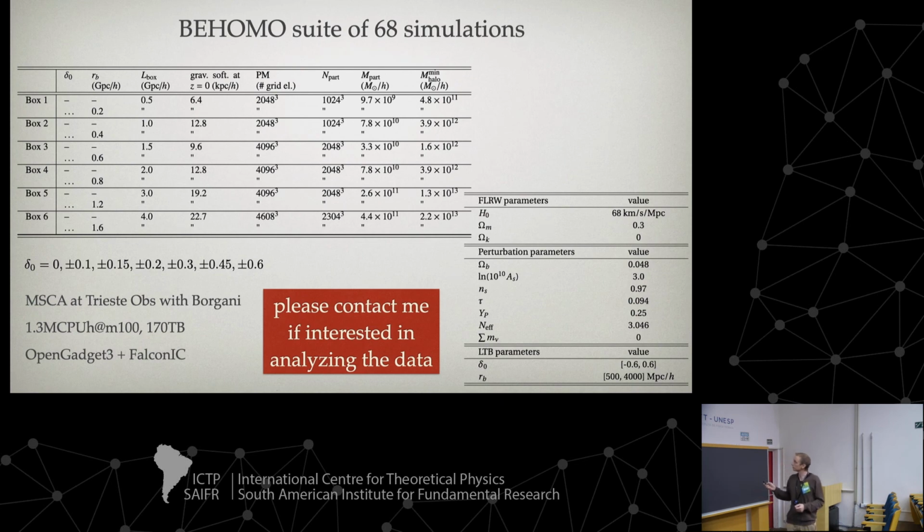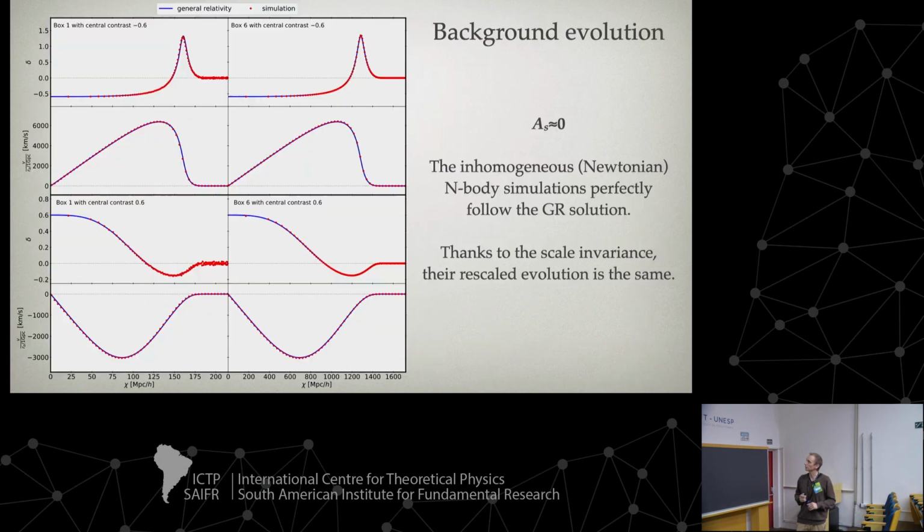Cosmology is fixed to some, I remember, Planck plus DES cosmology, some concordance cosmology. And what is changing are only the inhomogeneous parameters. Okay? For each box, you also have a lambda CDM simulation to compare things. So here I'm showing how the background evolution is recovered within the simulation. These are simulations that are run with no perturbations, so A_S is basically 0. And you see how the Newtonian simulation correctly describes the very nonlinear evolution, given the scales, for any scale, any box. Okay?